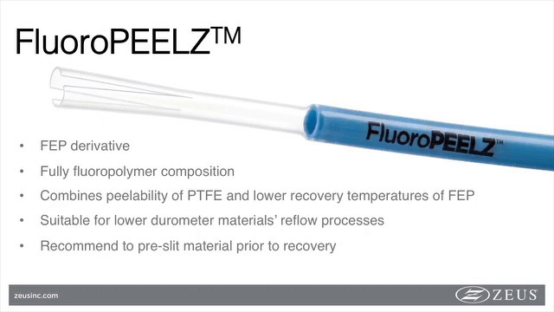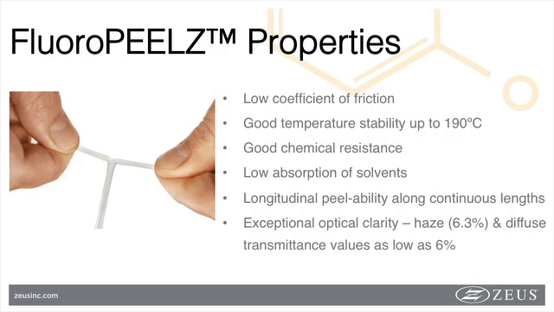Fluoropeels can be easily removed by pulling on those tabs. The heat shrink peels off cleanly and effortlessly, no matter the length of your assembly. Because Fluoropeels is a fluoropolymer derivative, it possesses low coefficient of friction, very good chemical resistance, low solvent absorption, and very good temperature stability. Though slightly lower than FEP, Fluoropeels has its operating temperature at 190 degrees Celsius. It may be useful if some or all of the material remains on the assembly for application use.